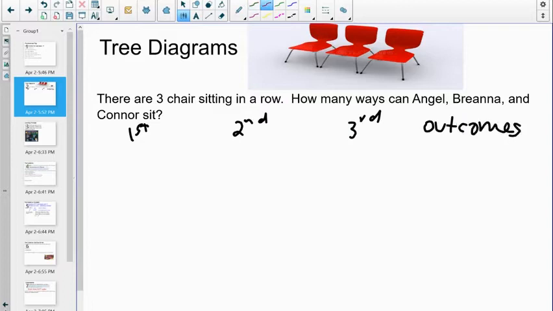Okay, so now we have that. Now we can start assigning people to sit in different chairs in the different orders. So we could start off with Angel first, we could have Brianna first, or we could have Connor first.